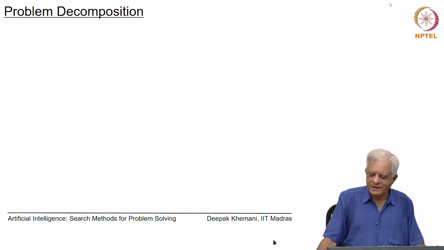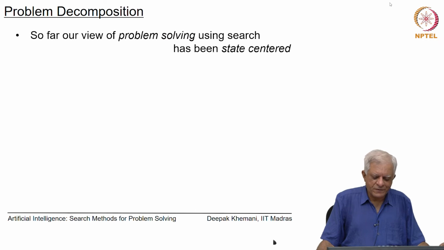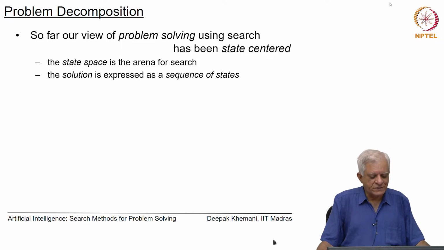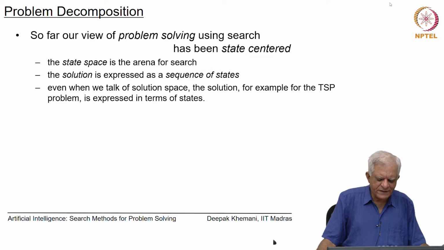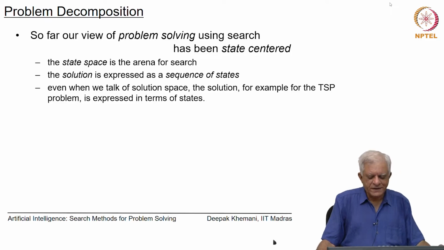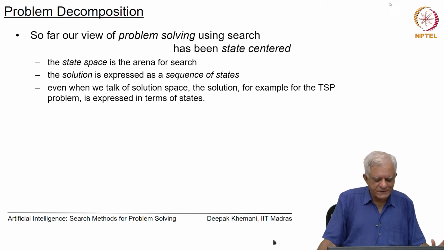So, this area is called problem decomposition, because we are breaking down a problem into smaller problems. So, a quick recap of what we did so far. Our view of problem solving was based on state space search. It was centered around the state. The state space was the arena over which we searched, and the solution is expressed as a sequence of states. And we had seen this, that even when we move to solution space, the solution was still expressed in terms of states.